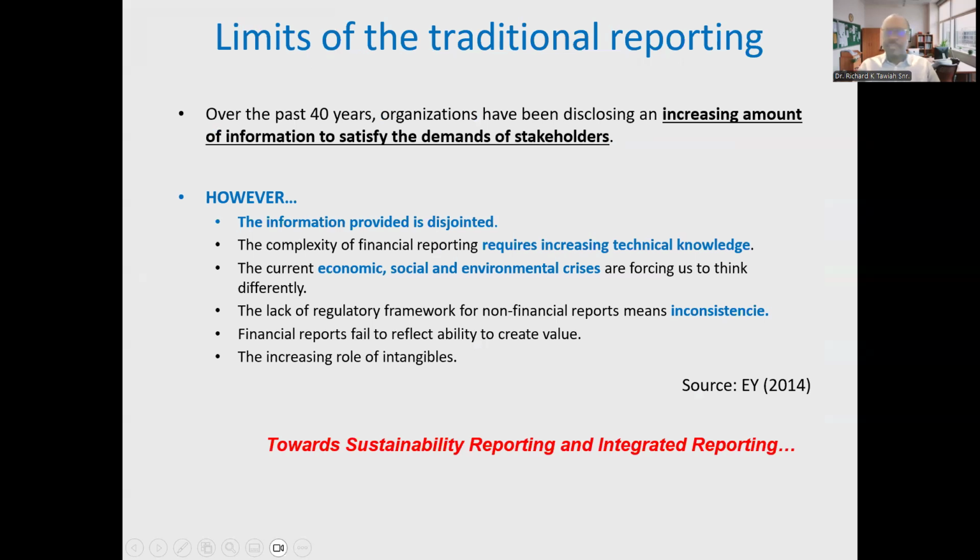There are limits to traditional financial reporting. Over the past 40 years, organizations have been disclosing an increasing amount of information to satisfy stakeholders. Today, stakeholder needs are changing, so we keep giving them more. But unfortunately, the information is disjointed.